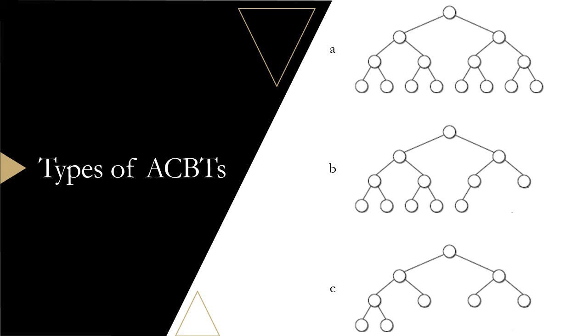Here we are filling up the left subtree in the last level. So the third kind of ACBT has a difference of height equal to 1 for the two subtrees of the root. The left subtree is an ACBT and the right subtree is a PBT.